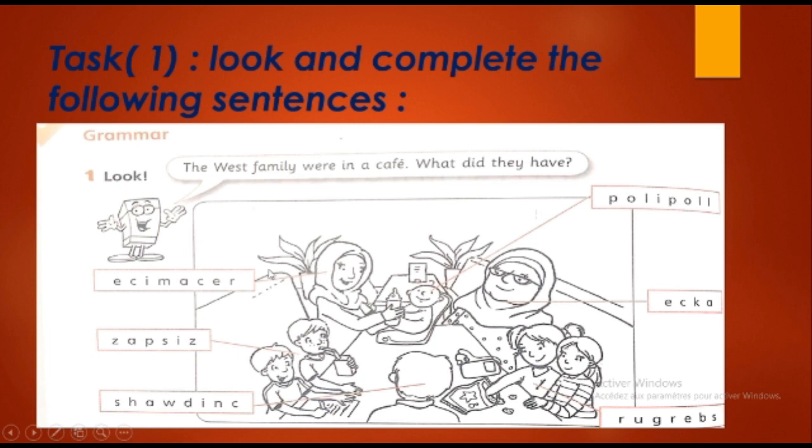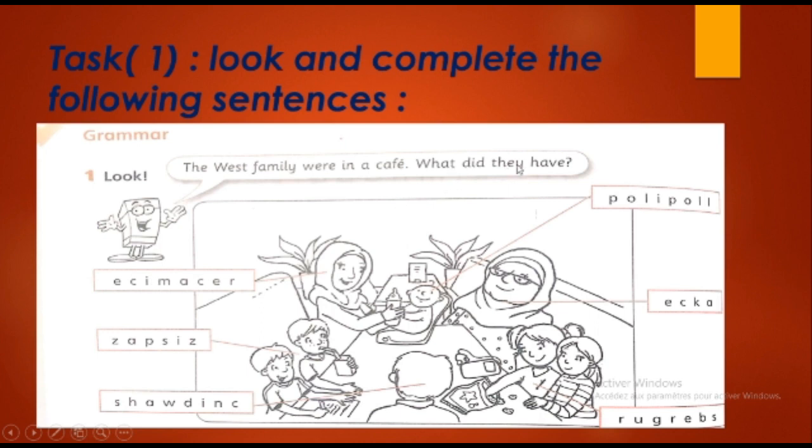Next to each person we have a word. This word is not ordered. We have some letters, and we should order these letters to make a word. Look at the first word. Can you guess what the word is? Look, I will help you. Let's start with I. Ice cream. Yes, you are right.